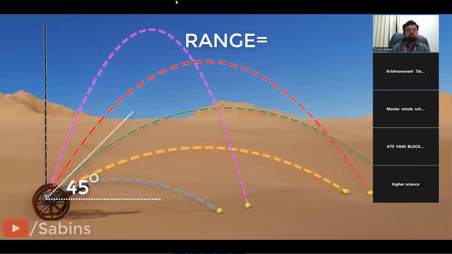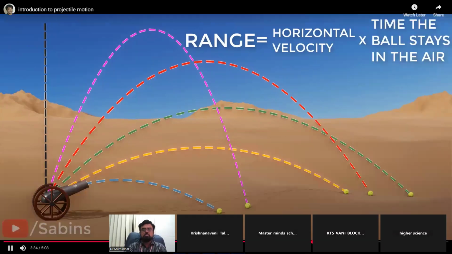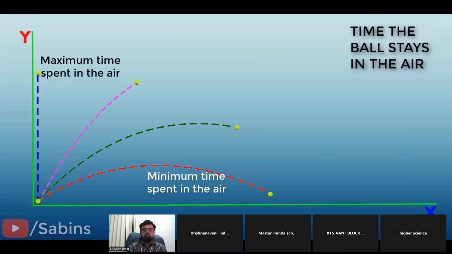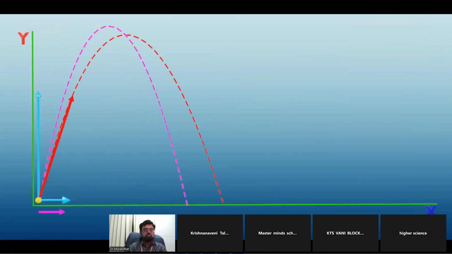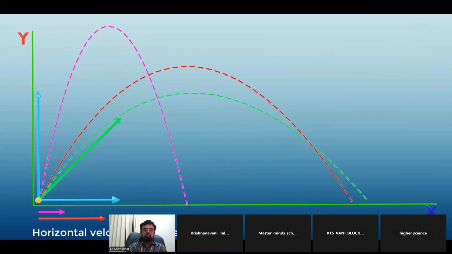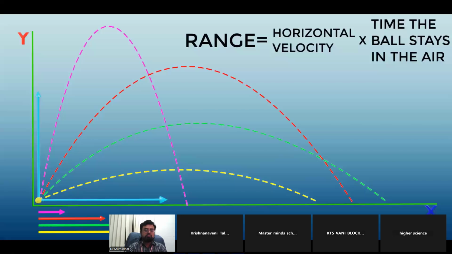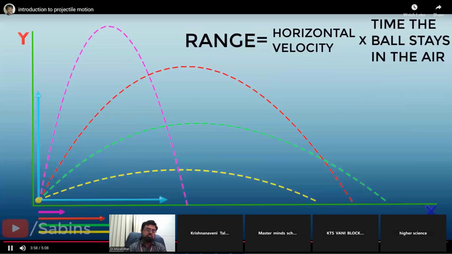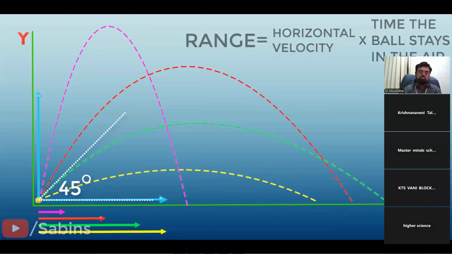The range of the ball is the initial horizontal velocity you have given multiplied by the time duration it stays in the air. The time the ball spends in the air, the time of flight, decreases as you decrease the angle. However, the horizontal velocity keeps on increasing as you reduce the angle. The multiplication of two numbers will be maximum when both the factors have a good value. In this case, the time the ball spends in the air and the horizontal velocity have a good value at an angle of 45 degrees. This is why you get maximum range when you throw the ball at 45 degrees.